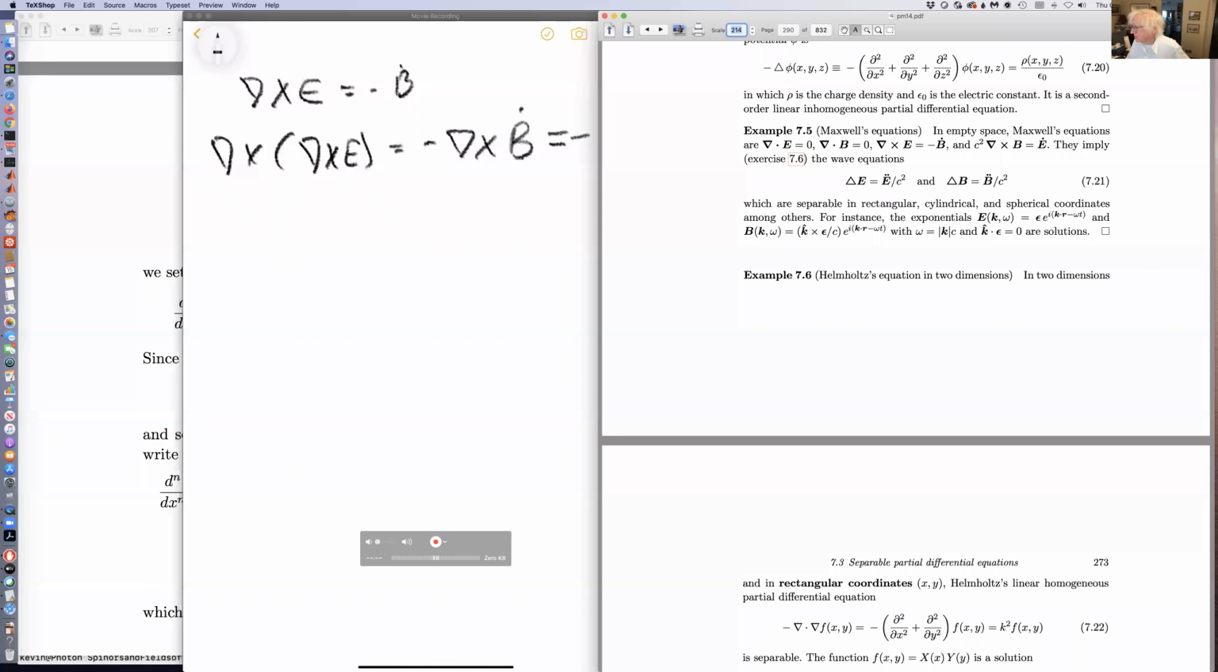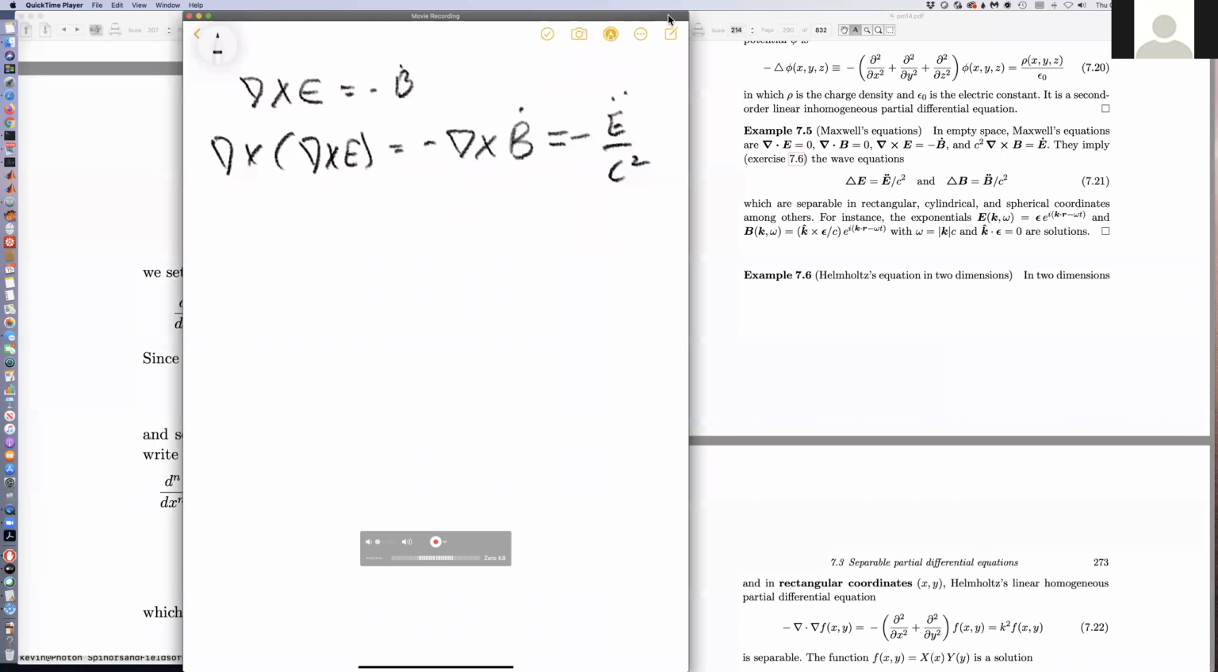And well, this, then we use the identity for the curl. And remember. Dr. Cahill, the whiteboard is behind the book. Thank you.